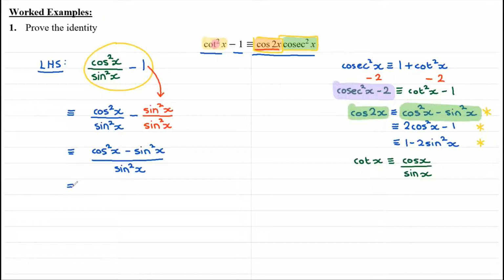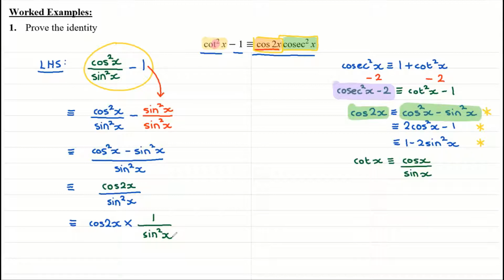So we've essentially got cos 2x. Show that I've actually made a substitution. So this is going to be cos 2x divided by the sine squared x. And an alternative way of thinking about this would be, well, this is cos 2x multiplied by 1 over sine squared x.